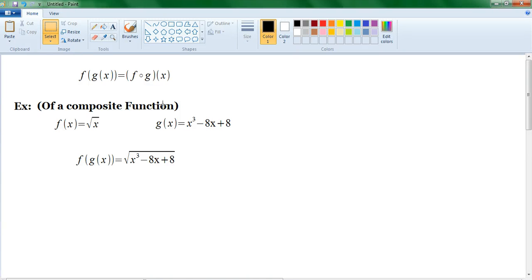Hi everyone. So what the chain rule basically deals with is the derivatives of composite functions. Now composite functions are functions like f of g of x. One example of a composite function is, say, f of x is square root of x, and let's say g of x is x cubed minus 8x plus 8. Then f of g of x is just the square root of this expression, because I'm finding g of x, which is this, and I'm finding f of that g of x, which is just the square root of that.